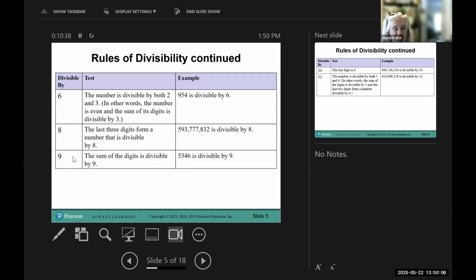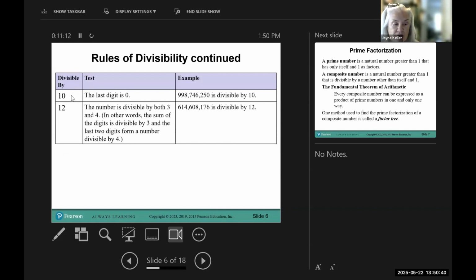Divisible by 9 is very similar to divisible by 3. I'm going to add the sum of the digits, and this time I'm going to check, is that sum of digits divisible by 9? If it is, then the number is divisible by 9. So for our example, we have 5,346. We add up all the digits, 5 plus 3 plus 4 plus 6, and we get 18, which is divisible by 9. So 5,346 is divisible by 9.